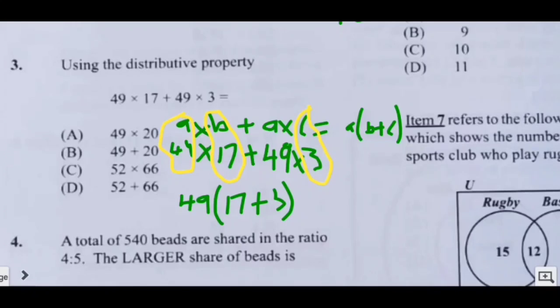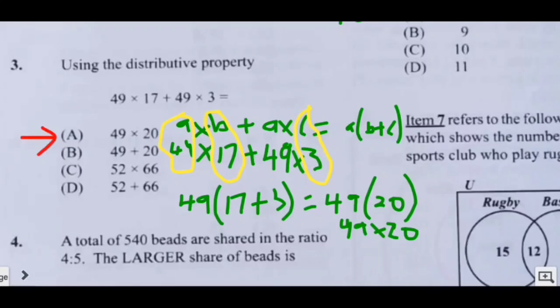And obviously from BODMAS, we know that we need to solve the bracket first. So we'll have 49. And 17 plus 3 gives us 20. So we have 49 bracket 20, which is the same as 49 multiplied by 20, which gives us our answer as A.